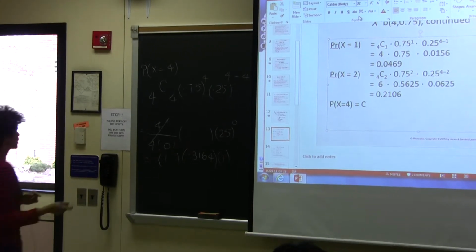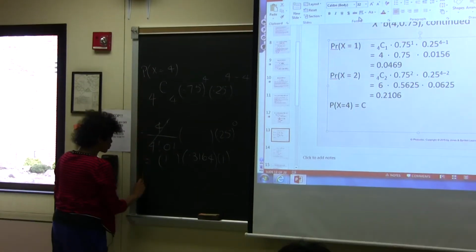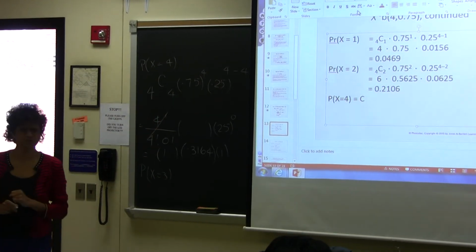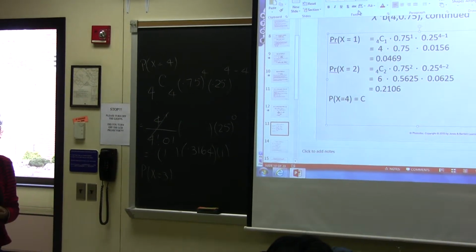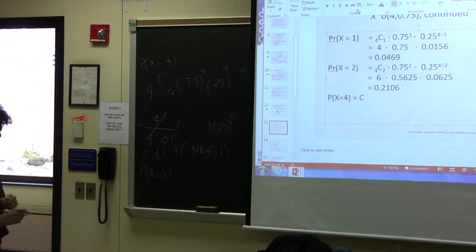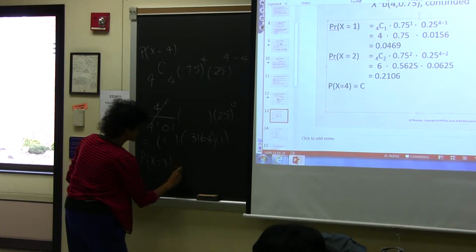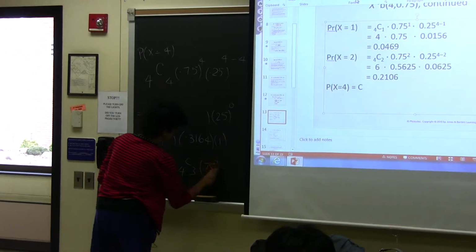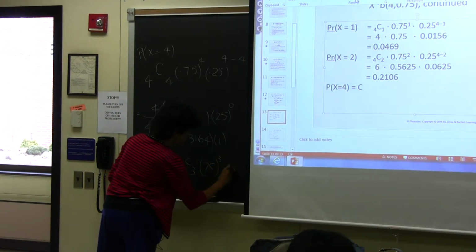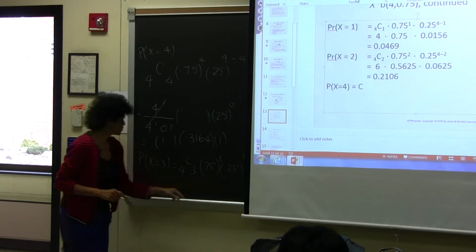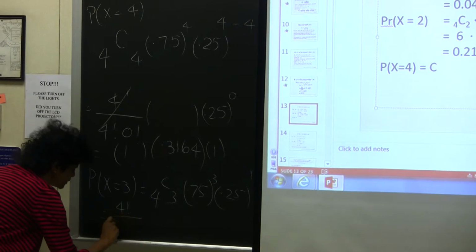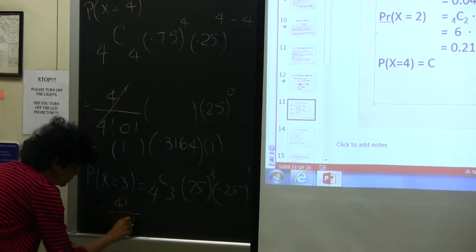So, probability of x equals 4 and also probability of x equals 3 perhaps will be more than 21%. Is that between 26 something? Okay, yeah, I think we can do it real quick here. So, this is 4 choose 3, 0.75 to the 3 times 0.25 to the 1, right? So, 4 choose 3 will be 4 factorial divided by 3 factorial times 1.